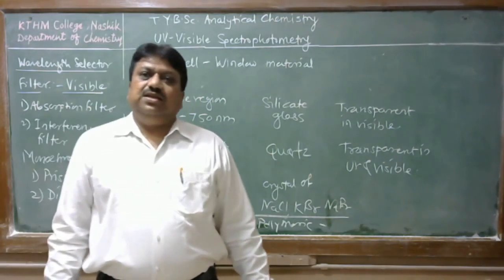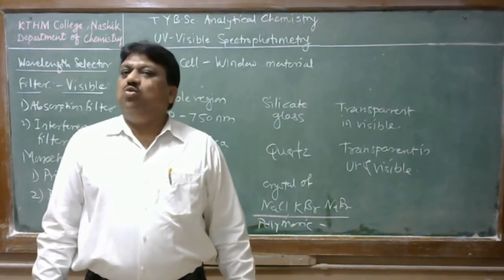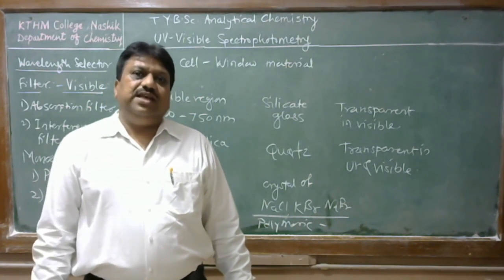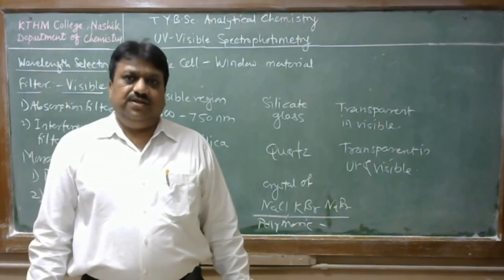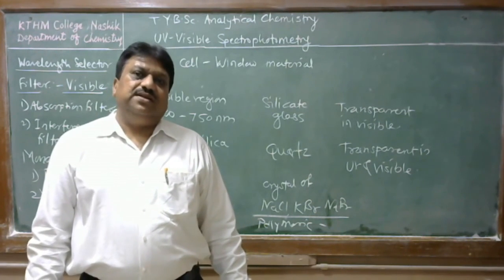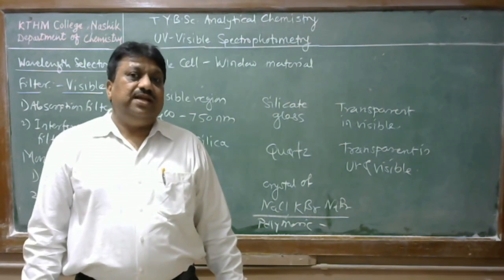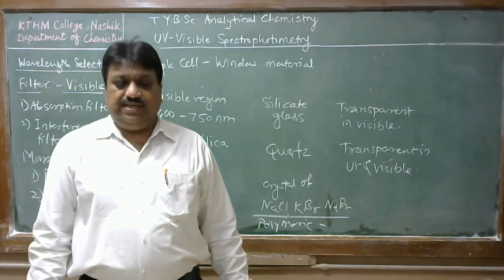Students, this is all about the monochromator system and sample cell utilized in spectroscopic analysis. In the next lecture, we discuss how the radiations are detected by using a device called the detector.